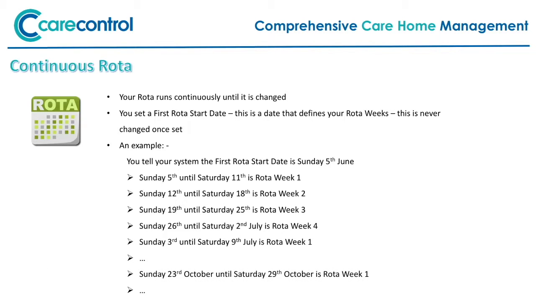You set in the system a first rotor start date. This is the date that defines your rotor week 1. From this date, all other rotor weeks are defined. If you set your first rotor start date to Sunday the 5th of June, your rotor will rotate weeks 1, 2, 3, 4 from this date, meaning that the 23rd of October, in this example, will be rotor week 1.